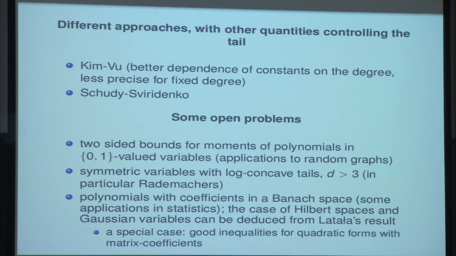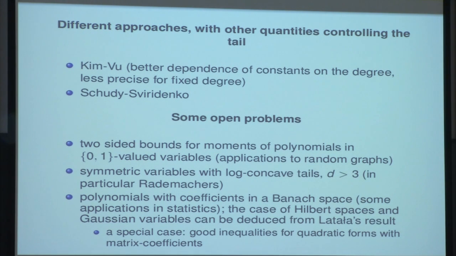If you want to look at concentration for the number of cycles of length 4 in your random graph, the inequalities I presented work better than those by Kim and Vu. But if you want to look at cycles of length depending on the size of the graph, then the polynomial you have to deal with, the degree increases with n, with the size of the graph, and these inequalities don't give anything meaningful, whereas those inequalities by Kim and Vu do something meaningful.